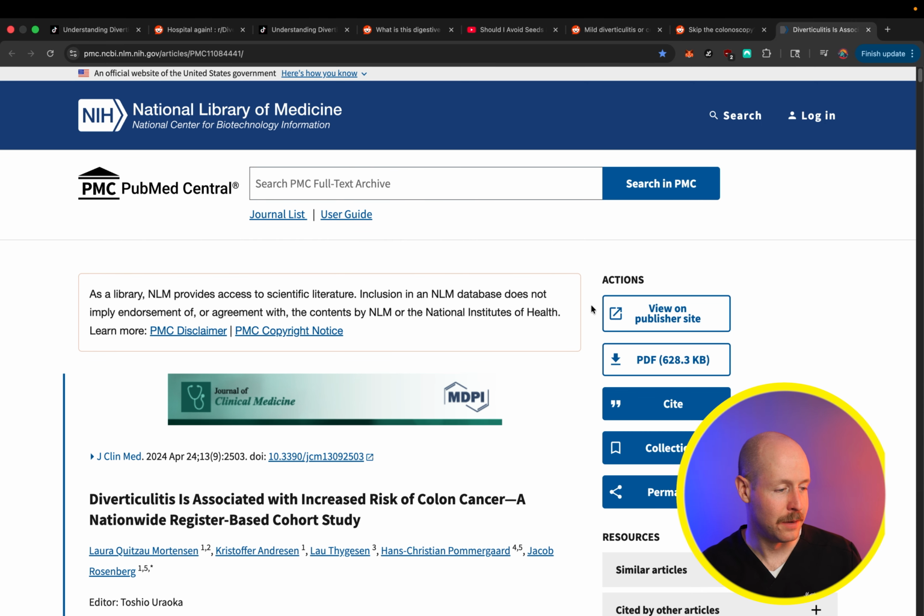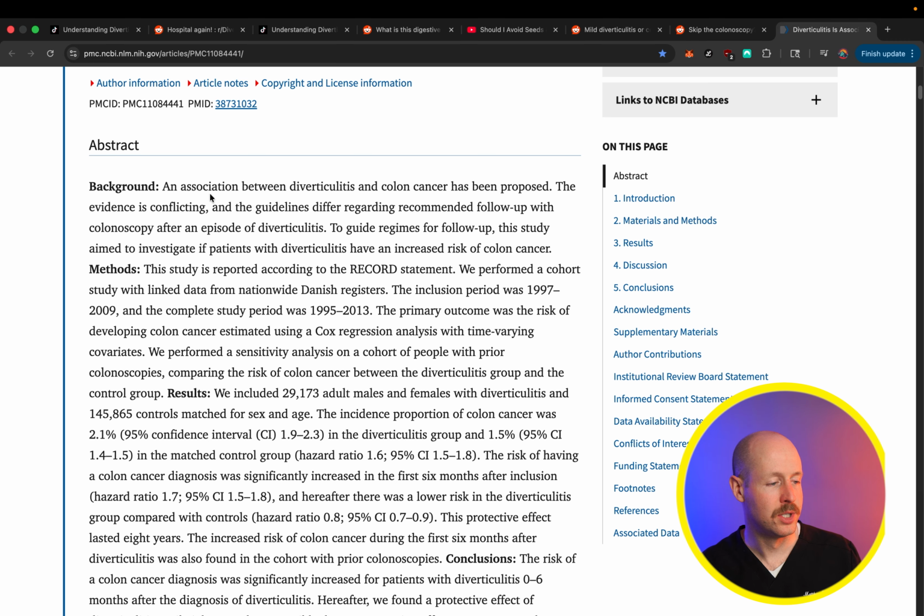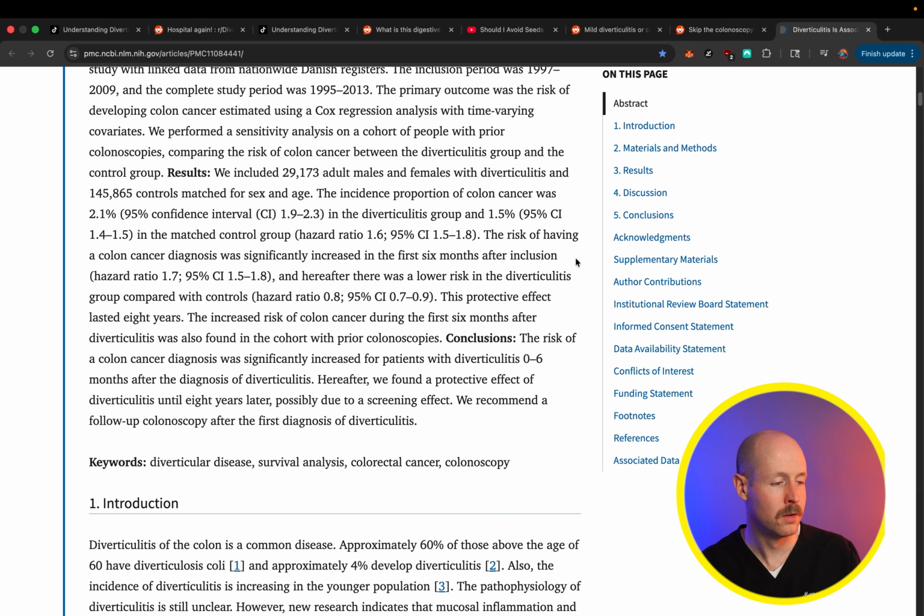A little academic here, but this is a good article from Journal of Clinical Medicine. Diverticulitis is associated with an increased risk of colon cancer. An association between diverticulitis and colon cancer has been proposed. The evidence is conflicting, and the guidelines differ regarding recommended follow-up with colonoscopy after an episode of diverticulitis. To guide regimens for follow-up, this study aimed to investigate if patients with diverticulitis have an increased risk of colon cancer. They looked at over 29,000 adult males and females with diverticulitis and over 145,000 controls matched for sex and age.